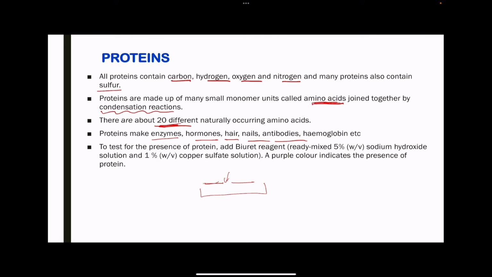If you're asked to test for presence of a protein, you will need to use Biuret's reagent. You do not have to talk about the details of whatever you mix, but if you want, you could say 5% weight by volume of sodium hydroxide and 1% weight by volume of copper(II) sulfate. However, you could just say Biuret's reagent. The result is going to be that a purple color is going to form, and that will indicate presence of a protein.